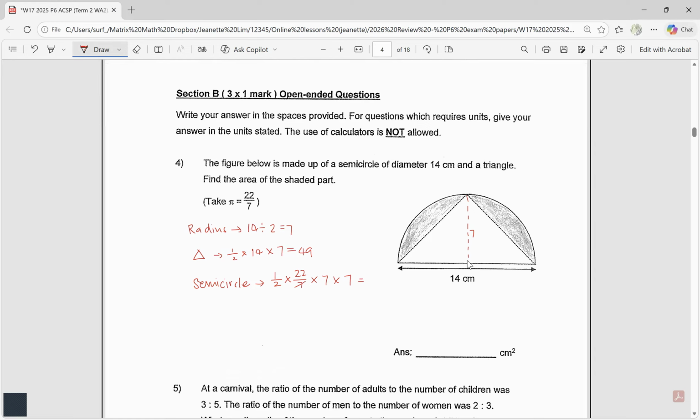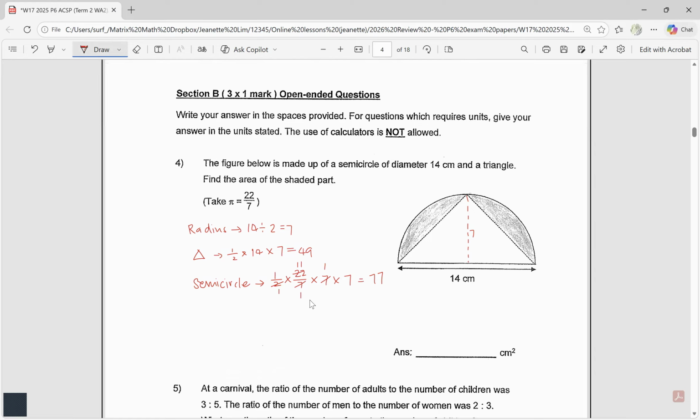Simplify, this is 7 and 7. 2 and 22 becomes 1 and 11. So the numerator will just be 11 times 7. The denominator is just 1. So 11 times 7 is 77. 77 over 1 is the same as 77.